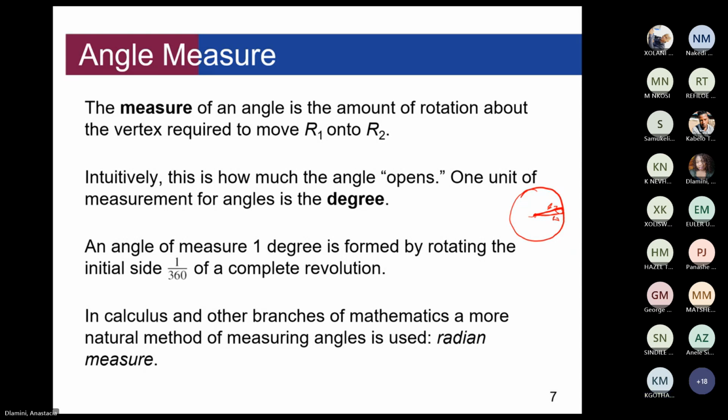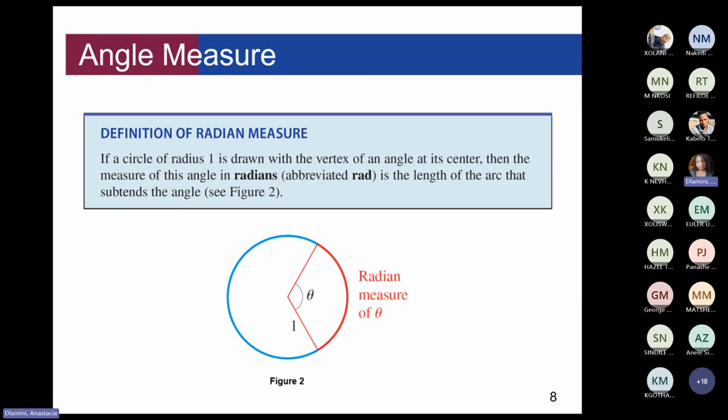So they're saying forget about degrees. Now we're talking about radians. Now, the definition of a radian measure.